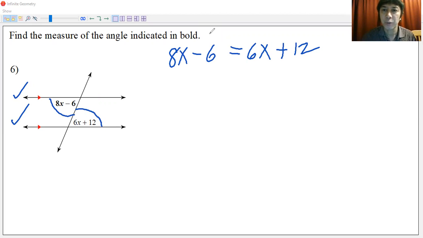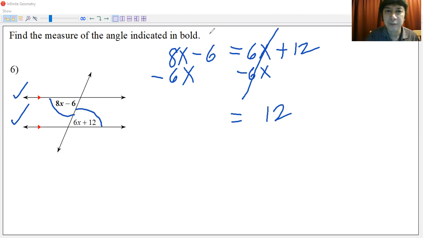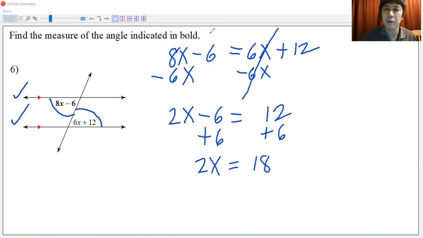We shall start by subtracting the smaller 6x to both sides. This zeroes out. We have here just 12. The left side will give us 2x minus 6. And we shall isolate the letter terms from the numbers. So we add 6 here, add 6 here. And we will have 2x equals 18. And we shall get the x by way of division. Divide by 2. x is 9.